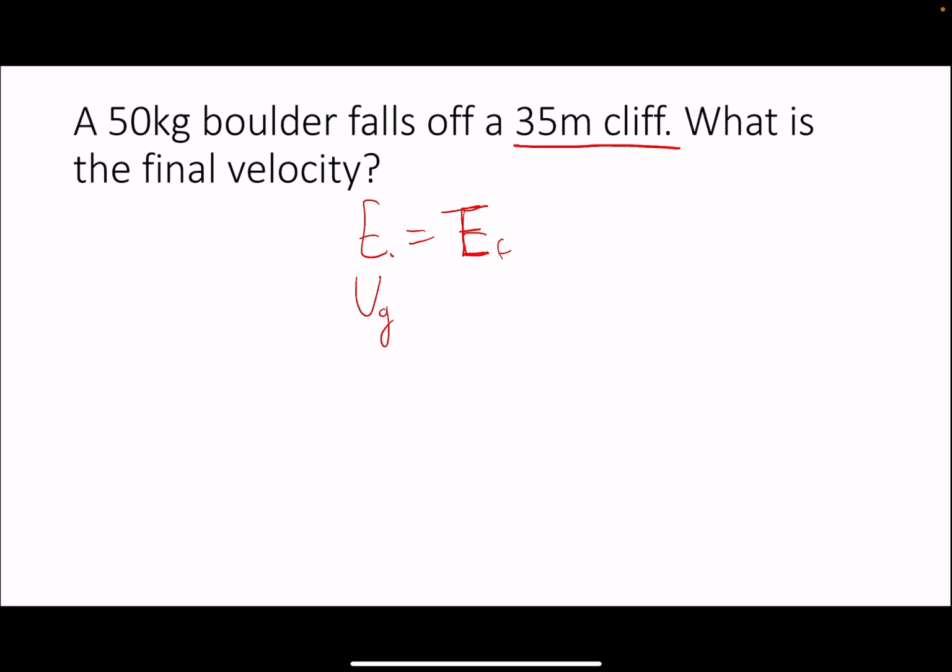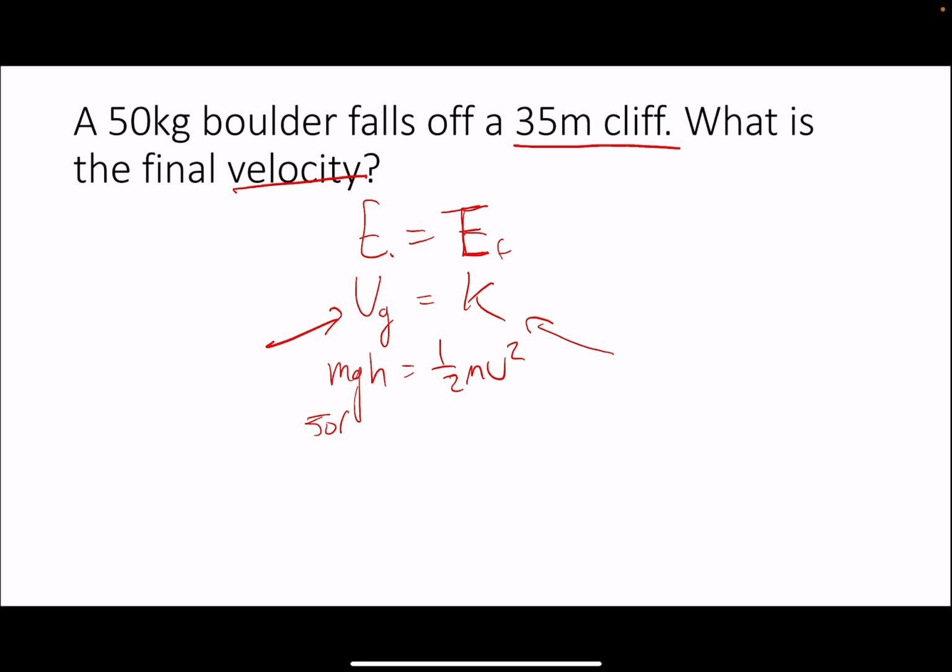So we have UG beforehand. Afterwards, we have a velocity. If you ever see an object moving, you should think about it being kinetic energy. So afterwards, we have kinetic energy. And we know that energy is conserved, therefore the energies are equal. Our potential before must equal our kinetic afterwards. So mgh equals 1/2 mv squared.